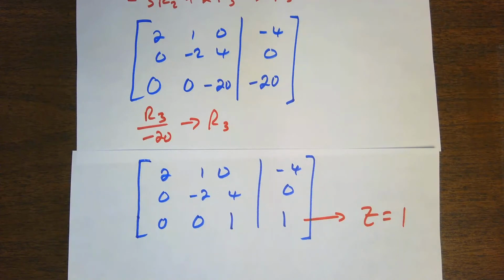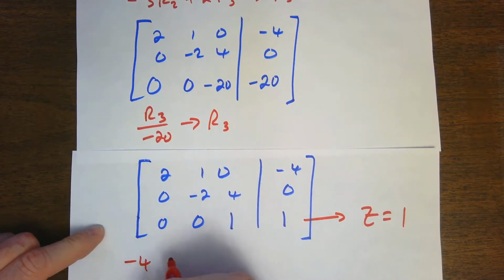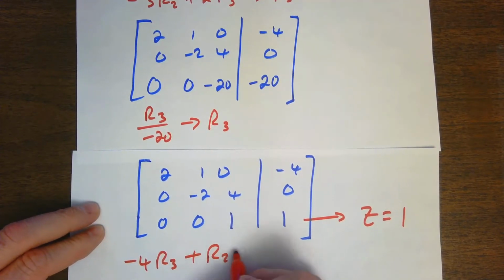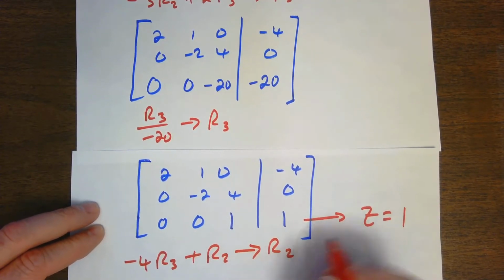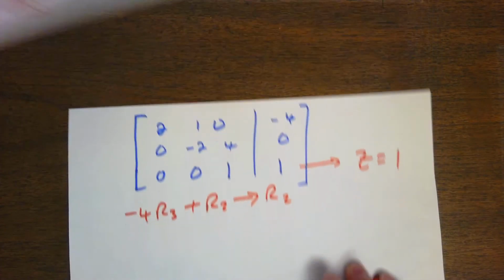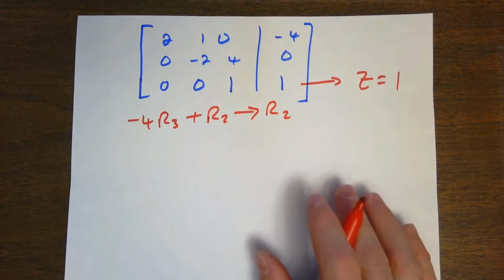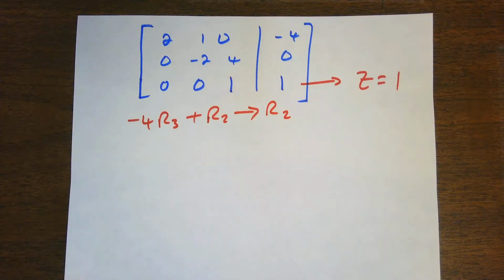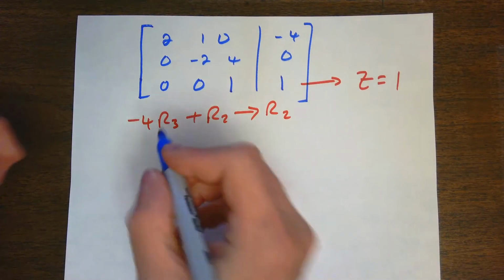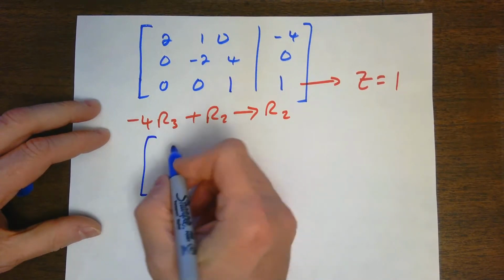So now I want to work backwards. Keep going. Keep using these row operations. I'm going to get rid of that 4 by taking negative 4 times row 3, adding it to row 2 and putting it in for row 2. All right, go ahead and pause the video. Try this step. See what you get.